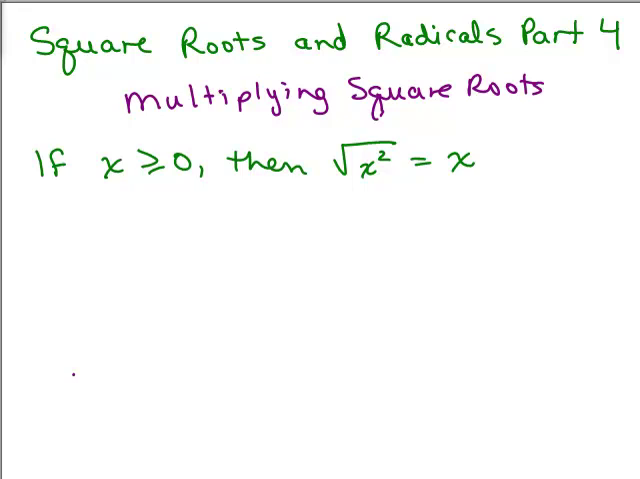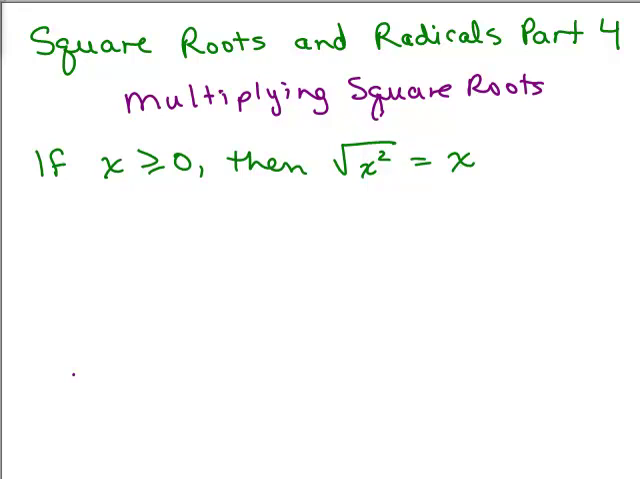This is part four of square roots and radicals, and we're going to be dealing with multiplying square roots. First of all, recall from part one, or part two, I think, if x is greater than 0, so as long as we're not dealing with negative values of x, then the square root of x squared is equal to x. And that's to make sure that, remember when you see the square root symbol, it means the principal square root, that makes sure you don't get a negative number.